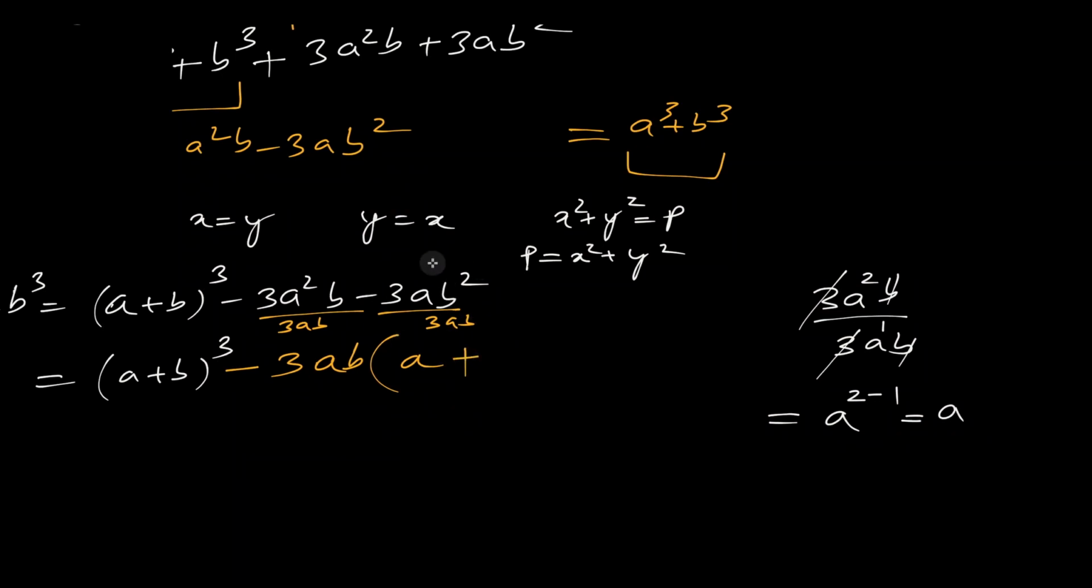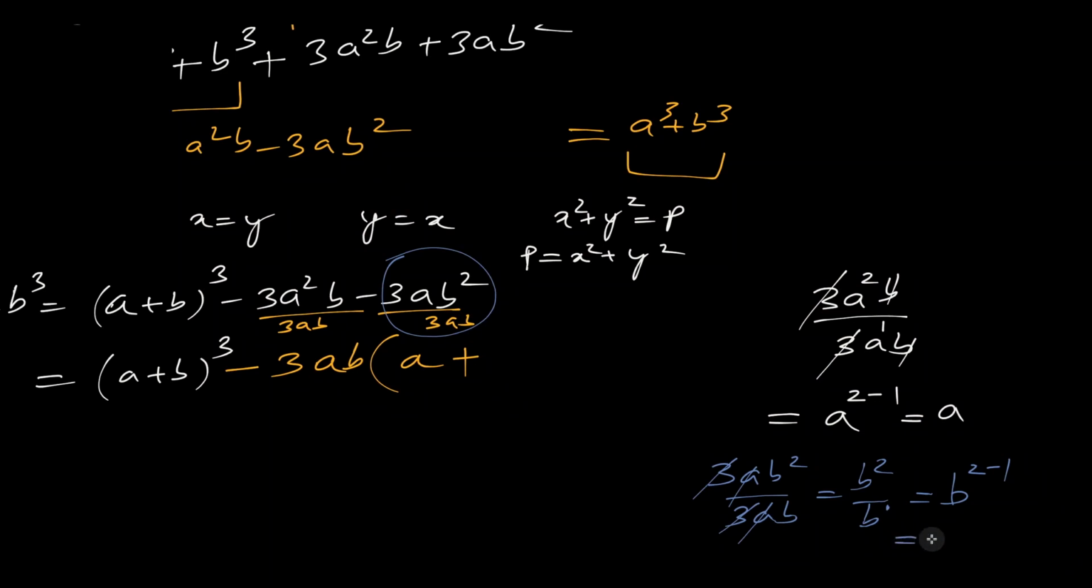How we are going to solve this is, let me rewrite 3ab square divided by 3ab. This 3 is gone, 3 is gone, a is gone, a is gone. Now it is b square divided by b. How can we divide like this? Because it is the same variable, we can subtract the power. 2 minus 1, this is by default 1, so it is going to be b. So I'm going to write just b here.